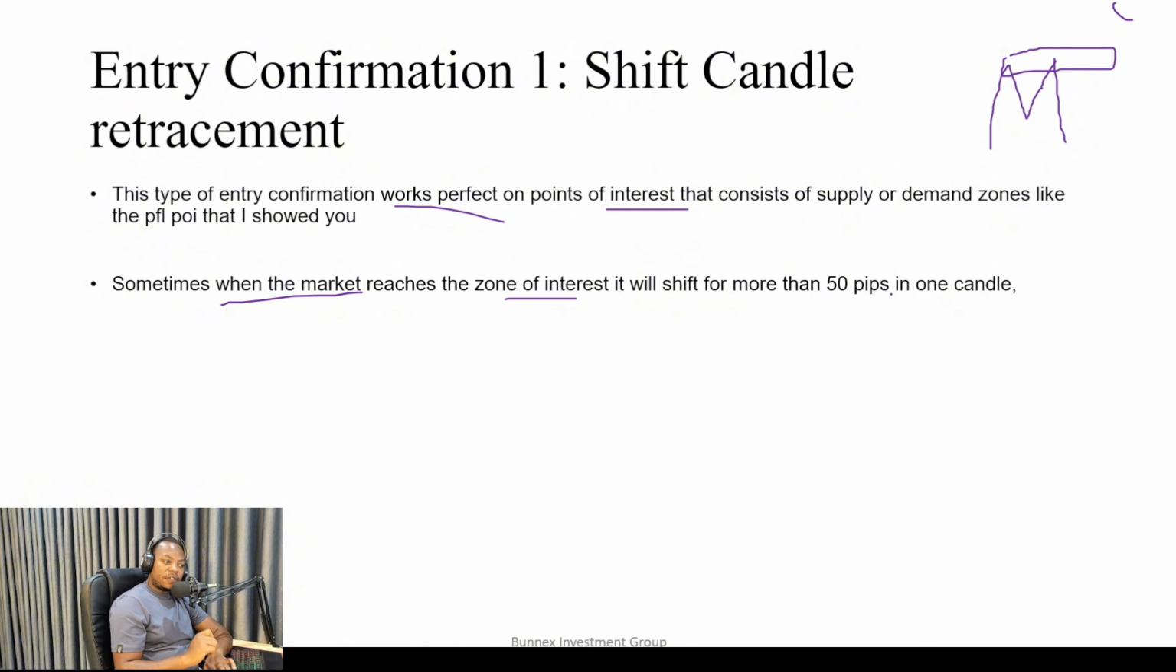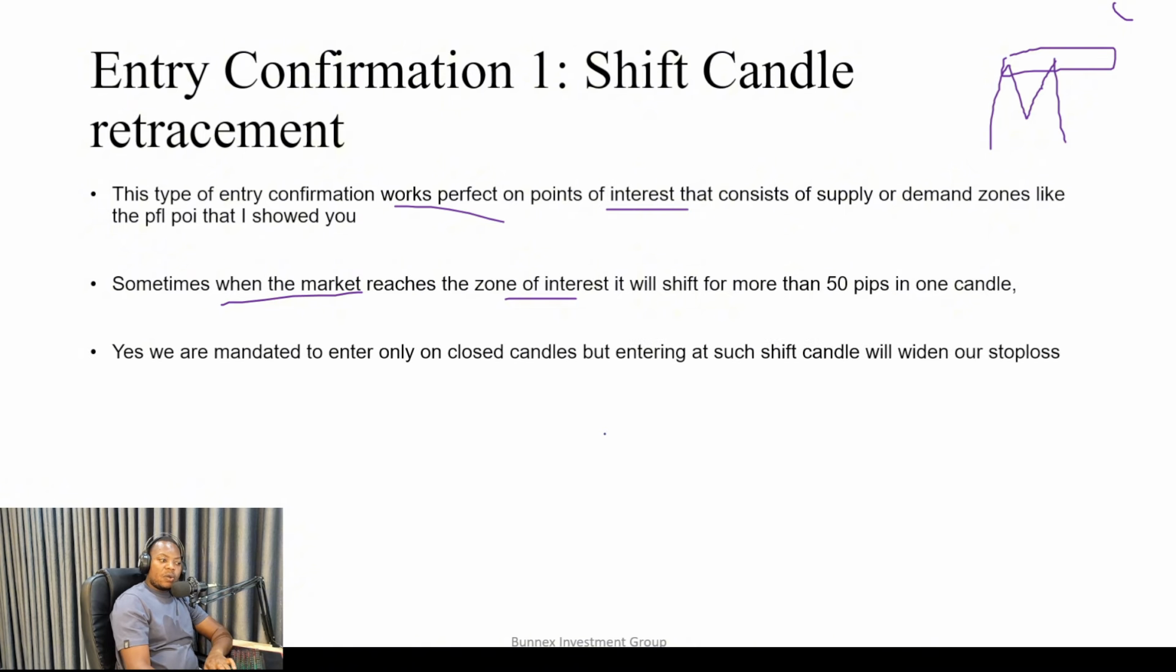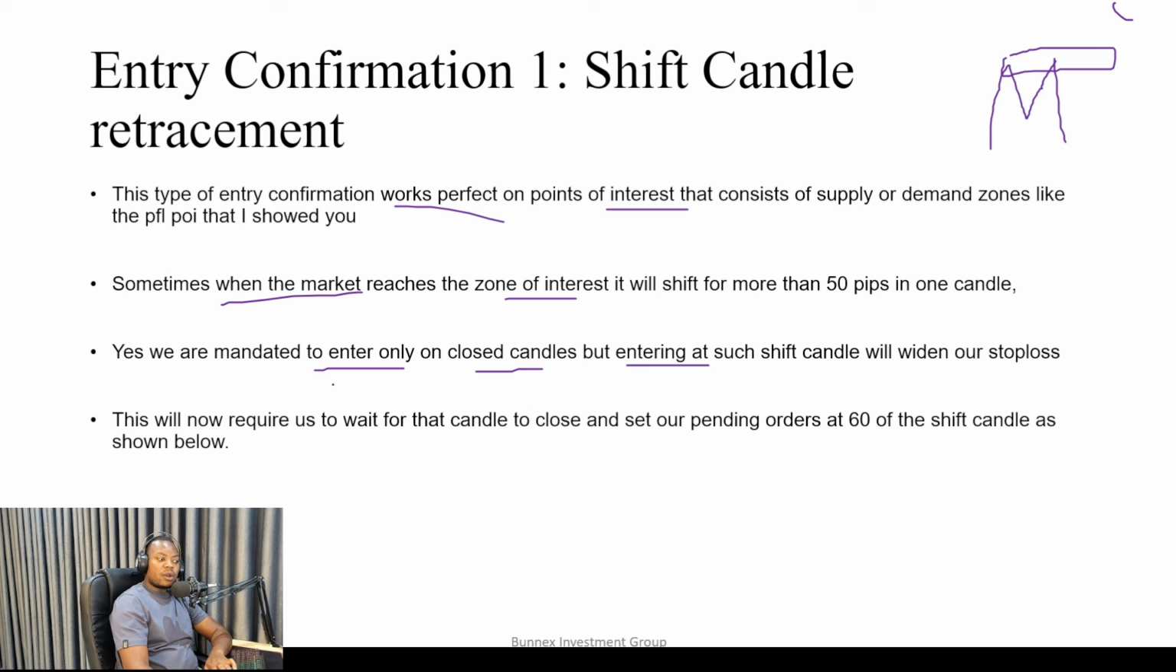we call it a shift candle. We were mandated that we must only enter the market at closed candles so that we won't be trapped by the market. But entering at such shift candles will widen our stop loss. So if you enter, probably there was news and there was a spike, and if you enter at the end of that spike, you are likely going to have a very wide stop loss. So what do we do? This will now require us to wait for that candle to close.